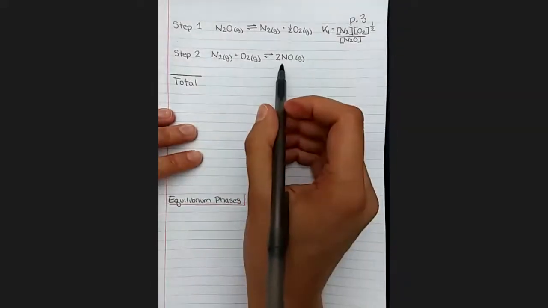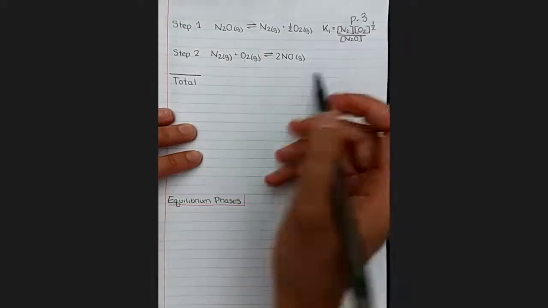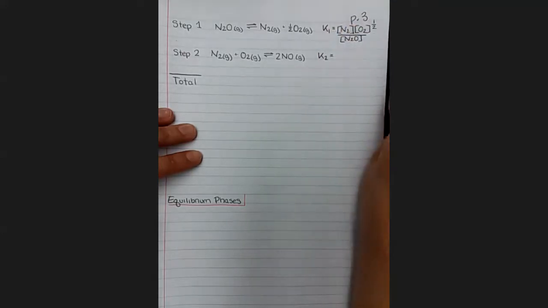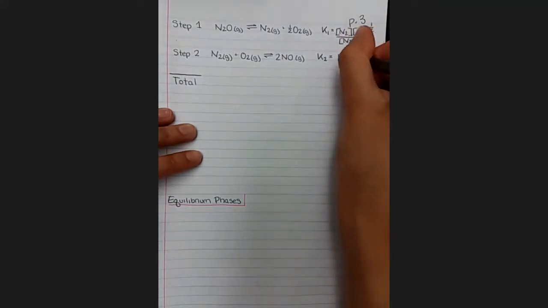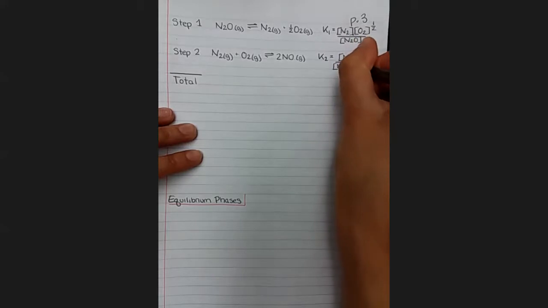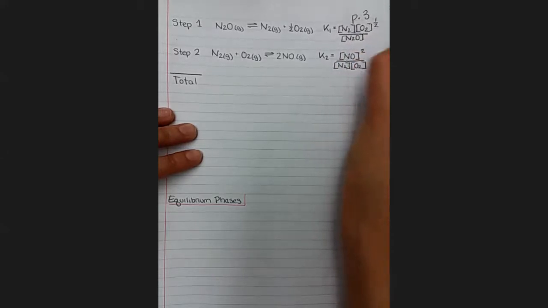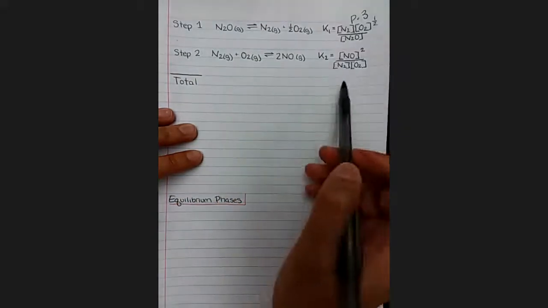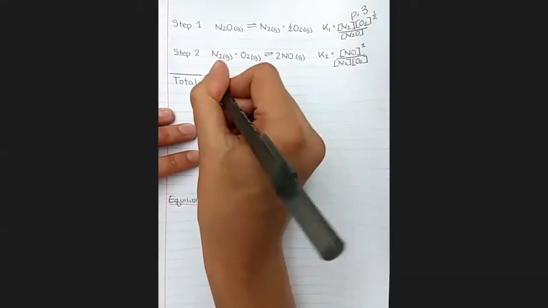Okay, and then for our second step, N2 plus O2 goes to 2NO. We can write equilibrium constant K2 as the concentration of NO product squared over reactants N2 times O2. Okay, and our goal in this expression was to find the total of these 2 steps and then to find the K expression for that total as well.